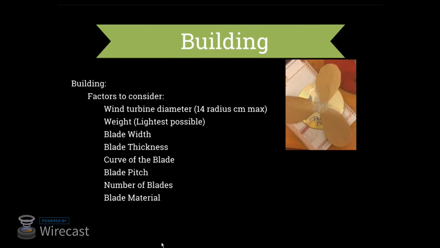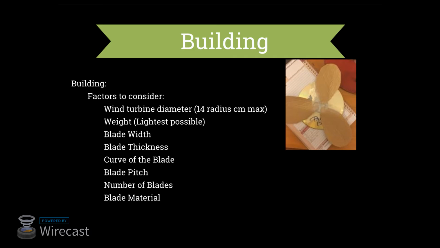And as for the building of the wind turbine itself, there are a lot of factors to consider, such as the wind turbine diameter. Since we're in Division C, of course, like I mentioned before, there's going to be a 14 centimeter radius maximum. So from my personal experience, you want to go up to the maximum radius, but of course you wouldn't want to go over, because during a competition you would have to modify on the spot if you were a little bit over. So you want to keep it at about 13.9 centimeters radius, just to be safe.